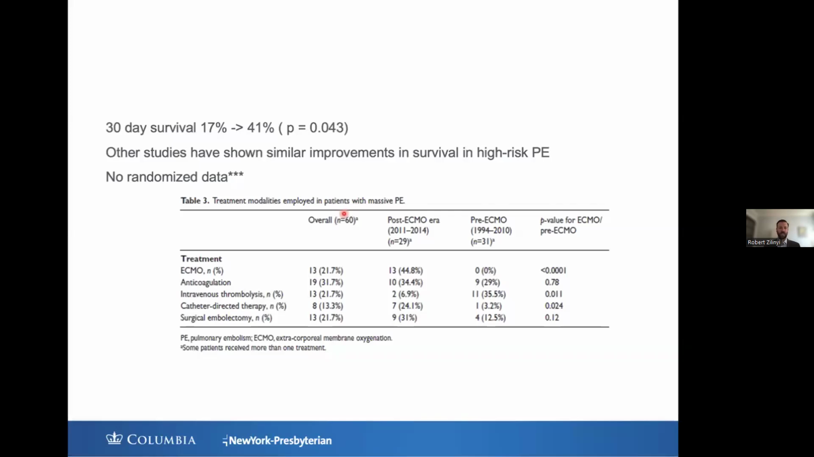ECMO works. There's no randomized data as of yet, but there are many series, including in our own institution, that have shown dramatic improvement in patient outcomes. 30-day survival has improved from roughly 17% up to 40% with the addition of ECMO plus or minus an adjunctive therapy, including intravenous thrombolysis, catheter-directed therapy, or surgical embolectomy.